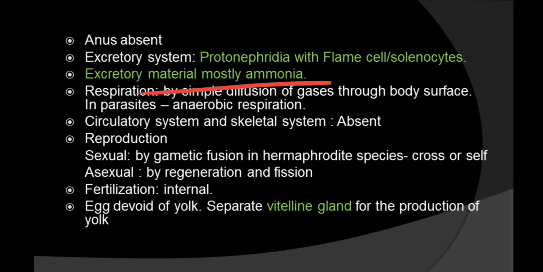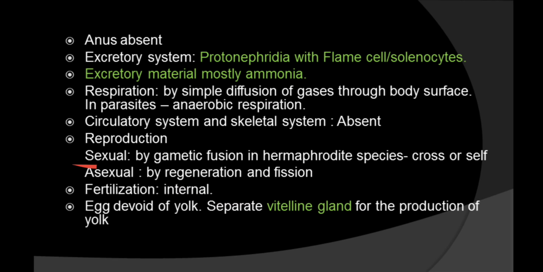Then about respiration. Respiration is by simple diffusion of gases through their body surface, and in the parasites you will find anaerobic respiration. Circulatory system and skeletal system both are absent. Reproduction can be by asexual means or by sexual means. If it is by asexual means, it can be by regeneration as well as fission. I hope you know about them.